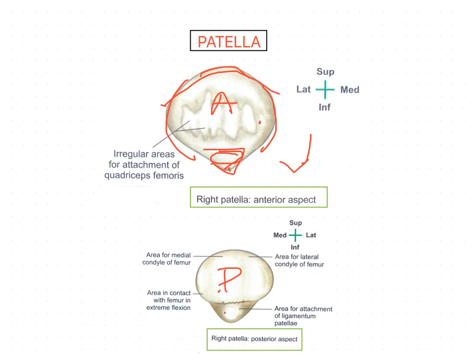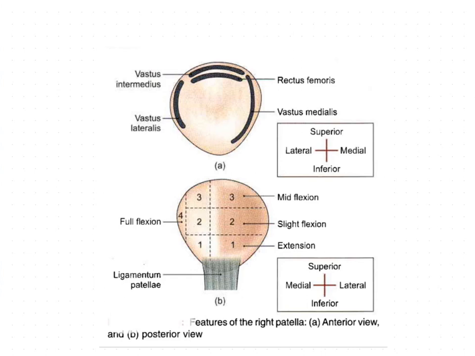Now we will see the posterior aspect, which is very interesting actually. So here we can see the posterior aspect. This side is medial, okay, and lateral. You can follow this box for the sides. So medial, lateral, superior and inferior. So how does this posterior surface look?